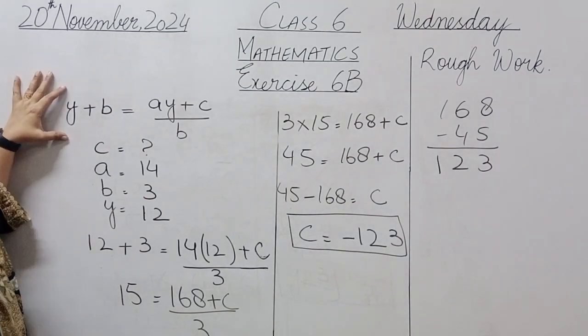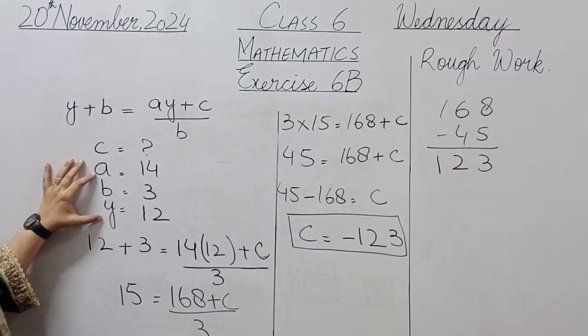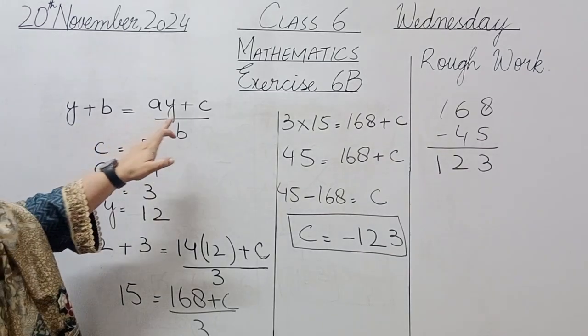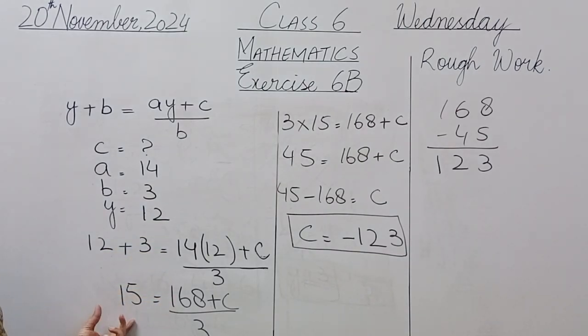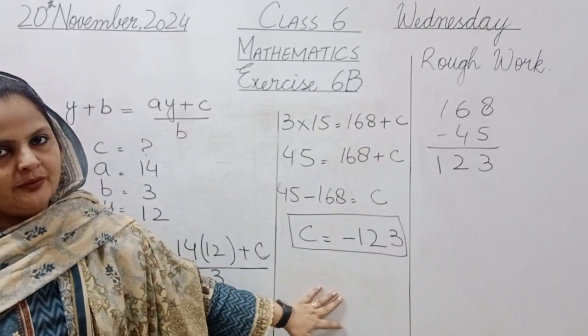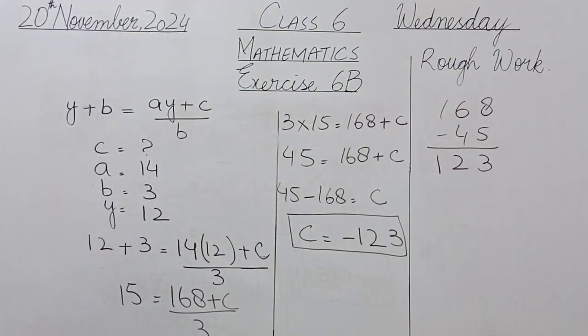Is it clear? Now let me revise it once again. We had this equation and we had to find out the value of C, provided with the value of A, B and Y. We put the value of particular variables at their respective places and simplified it. We found the solution, performed the required operations and got the value of C. This is how we do this. When the value of a variable is to be calculated, we have to go step by step, moving further towards the solution.